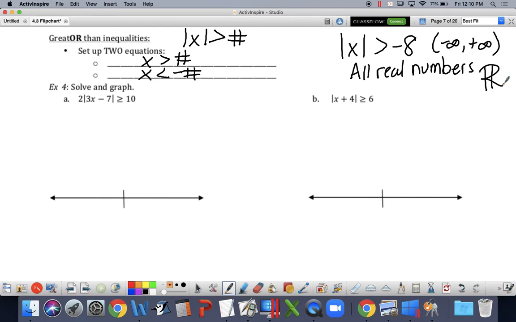All right, so for example 4a, the first thing I have to do, right, is isolate my absolute value. So I'm going to divide both sides by 2. So I get the absolute value of 3x minus 7 is greater than or equal to 5.